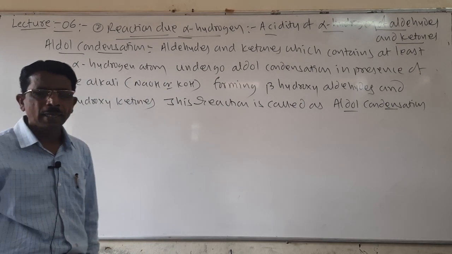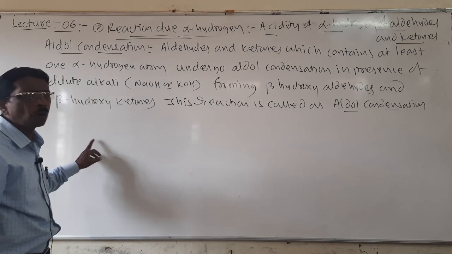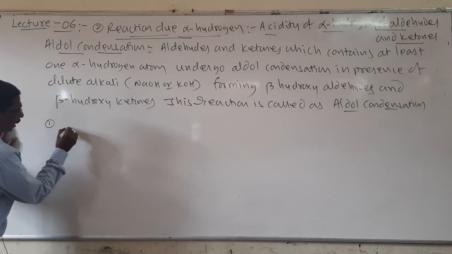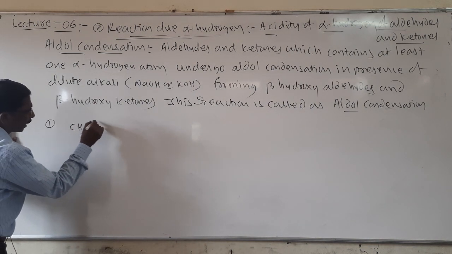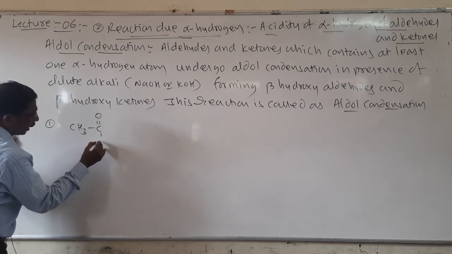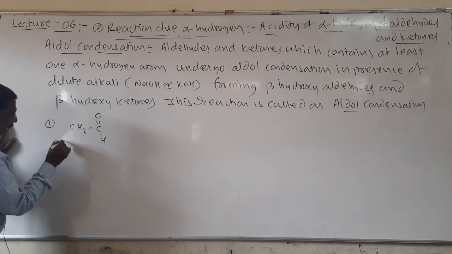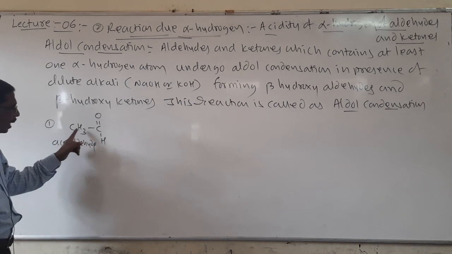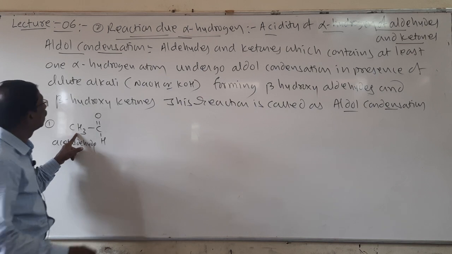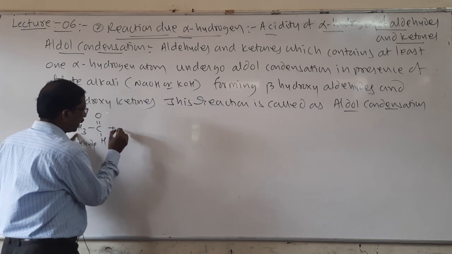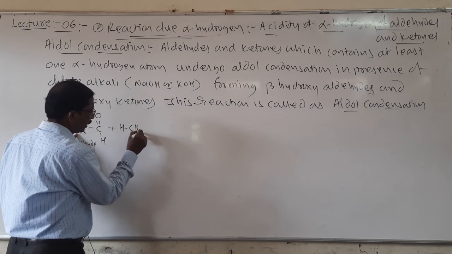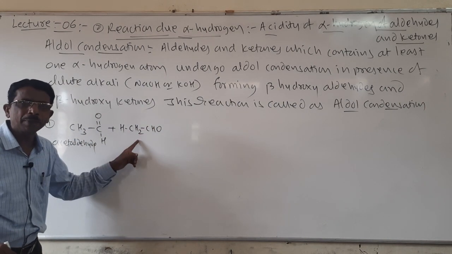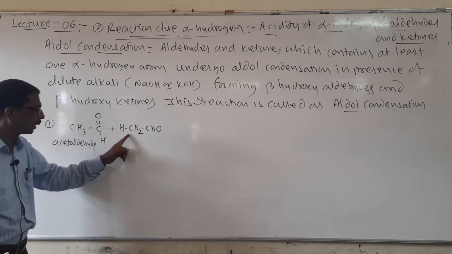So what happens here? I will show an example of how the aldol condensation takes place. Look here, students, number 1, I will write here CH3CHO, which is called acetaldehyde, having 3 alpha hydrogen atoms. So students, here I will write another aldehyde like this, CH3CHO. So two of the same aldehyde, acetaldehyde, CH3CHO, CH3CHO.